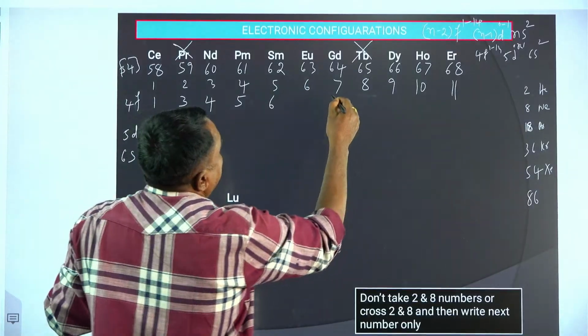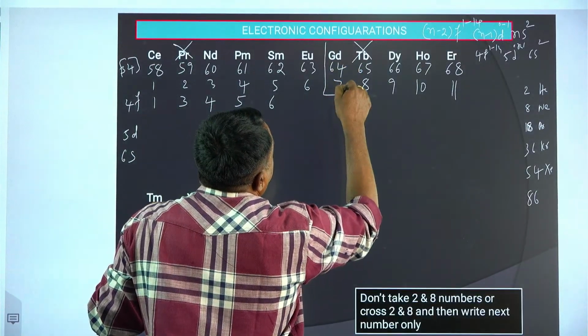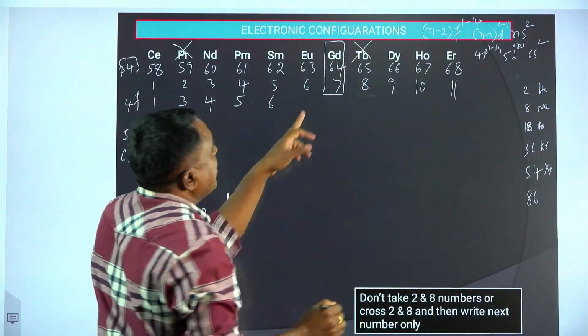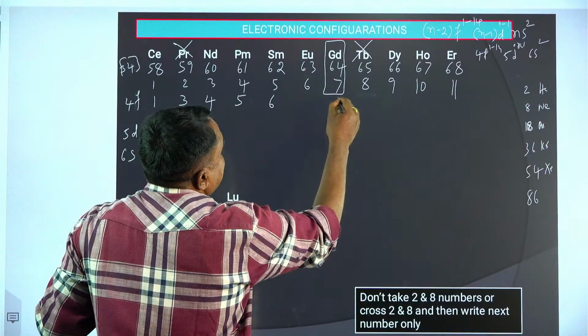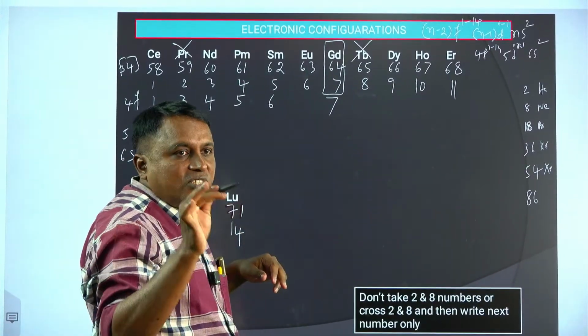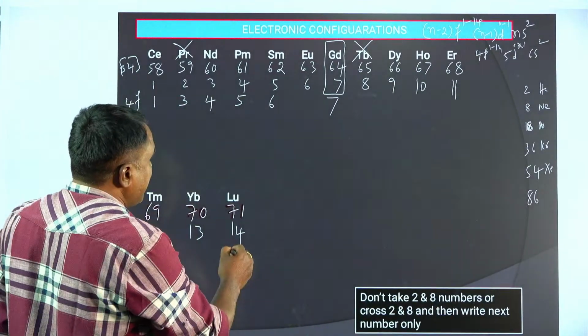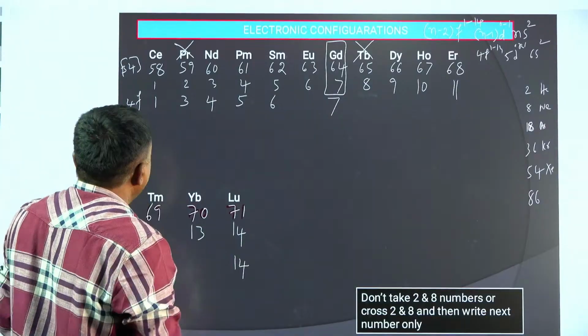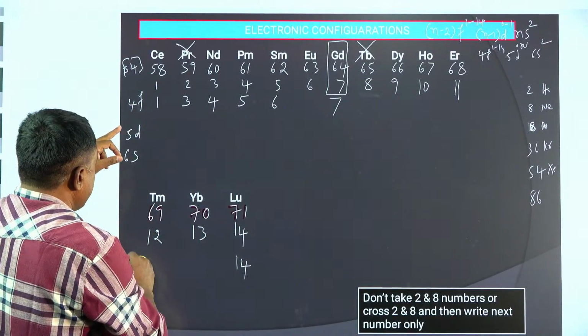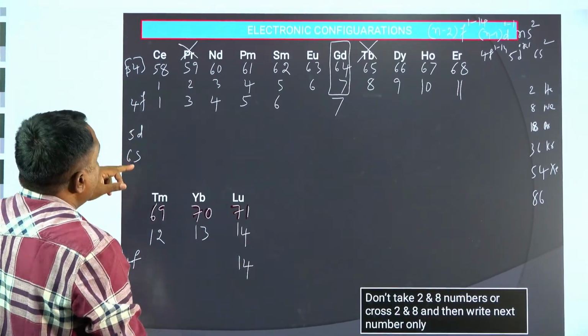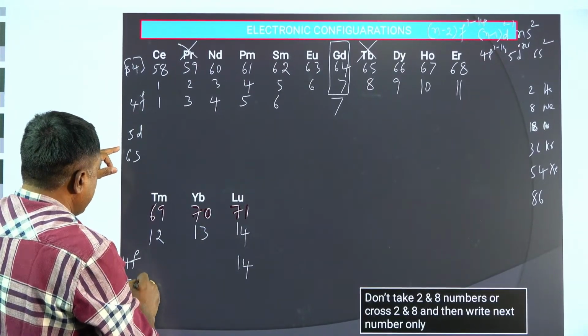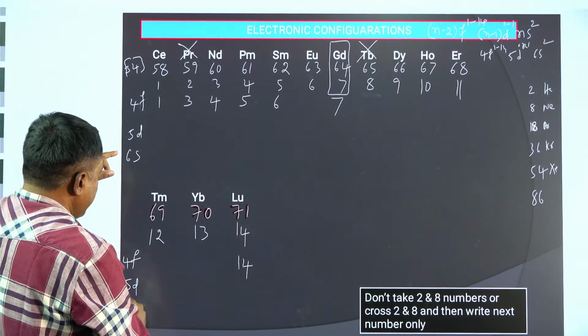Actually, this is the half-filled electron configuration. So gadolinium has the half-filled electron configuration, which is more stable. Therefore it should always be 7 only. And the last, this is lutetium, which is completely filled. Therefore, what will be the 4f electrons now? The 4f electrons range over 14 elements, along with the 5d electrons and the 6s orbital electrons.